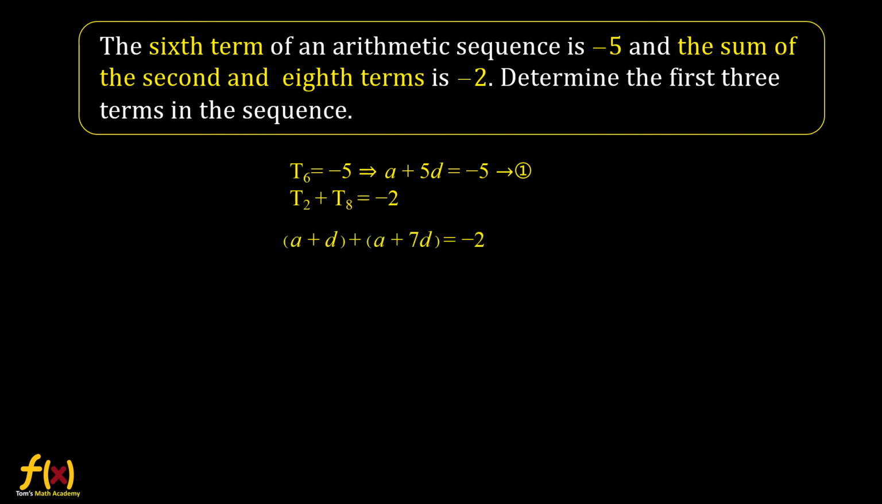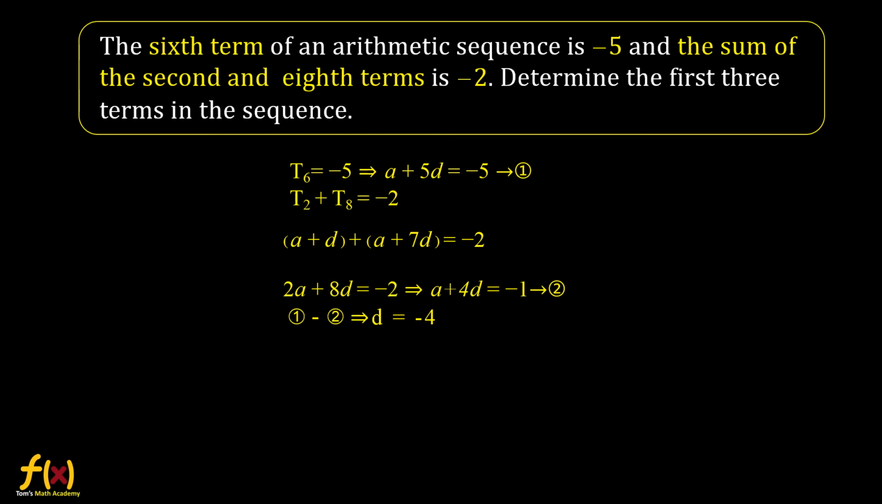That is a plus d. T2 is a plus d and T8 is a plus 7d. Adding them, we get minus 2. Simplifying, we get 2a plus 8d equal to minus 2. Simplifying again, we write a plus 4d equal to minus 1. We divide by 2.